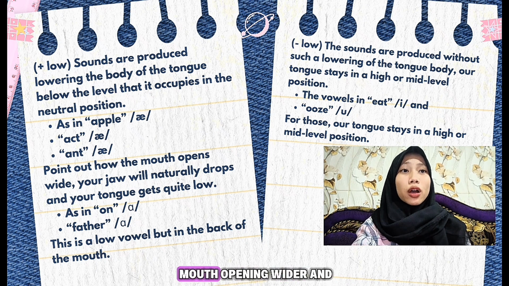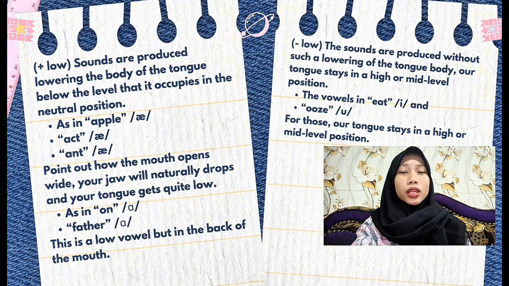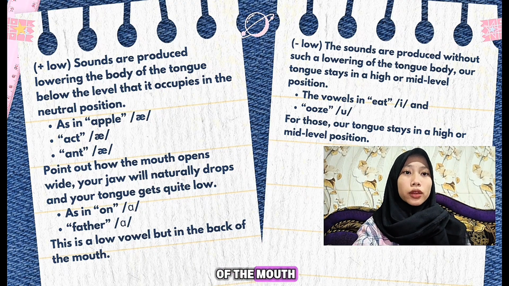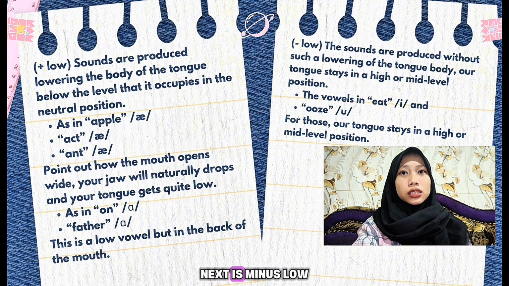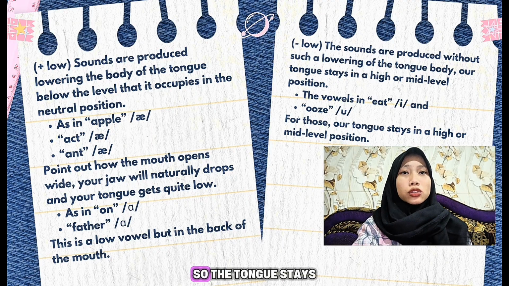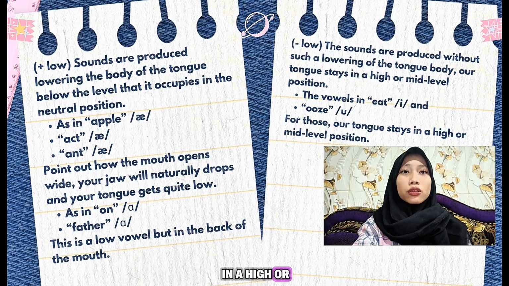You can feel your mouth opening wider, your jaw dropping, and your tongue getting quite low. Another example is the words on and father. This is also a low vowel, but it's produced at the back of the mouth. Next is minus low. In contrast, minus low sounds are produced without lowering the tongue, so the tongue stays in a high or mid position, for example in eat and ooze.